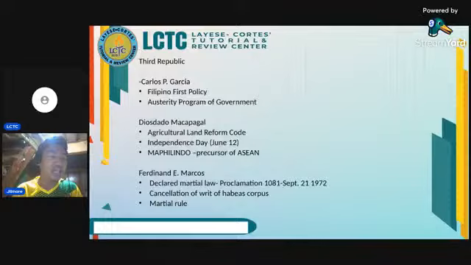Okay. Third Republic, next president, Carlos P. Garcia, known for his Filipino First policy. Okay. Austerity program of the government, yung pagtitipid ng paggasta ng gobyerno. Okay? Pagtitipid ng paggasta ng pamahalaan, that's austerity program. Garcia is known for that. Thrift.